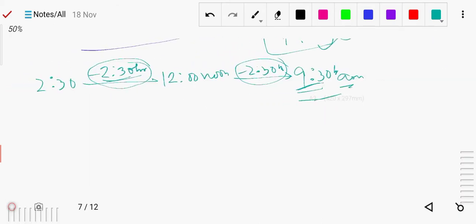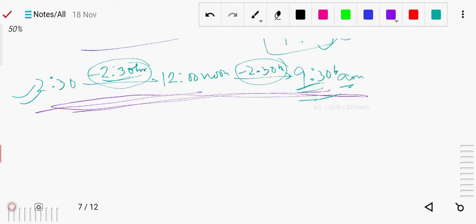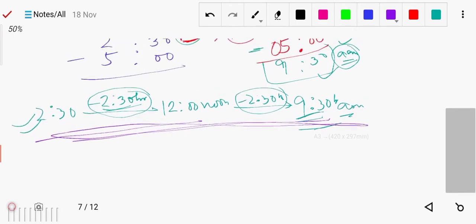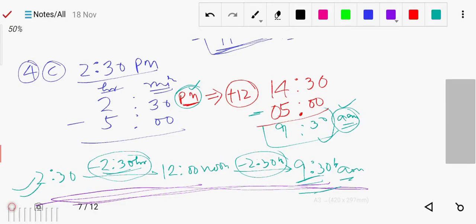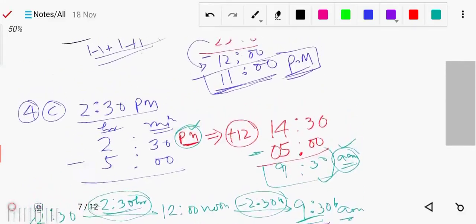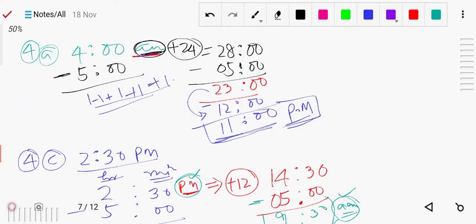So in this way also you can do it. This is up to you, whichever you find easier. I have told you two methods, so you can follow any one, whichever is easier for you and which one you understand better. So these are the solutions.